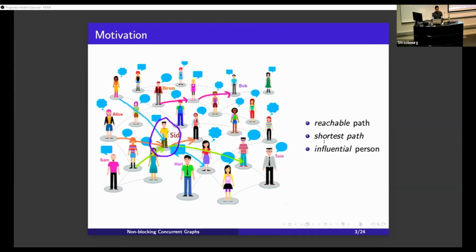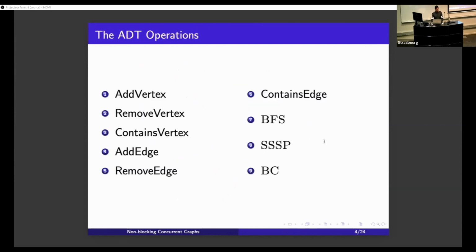Based on these motivations, we ensure these edit operations. First, add vertex adds a new vertex to the graph, if not present earlier. Remove vertex removes an existing vertex from the graph. Contains vertex checks whether a vertex is present or not. Add edge adds a new edge to the graph. Remove edge removes an edge from the graph. And contains edge checks whether an edge is present or not. These are the three query operations we targeted: breadth first search, single source shortest path, and betweenness centrality.